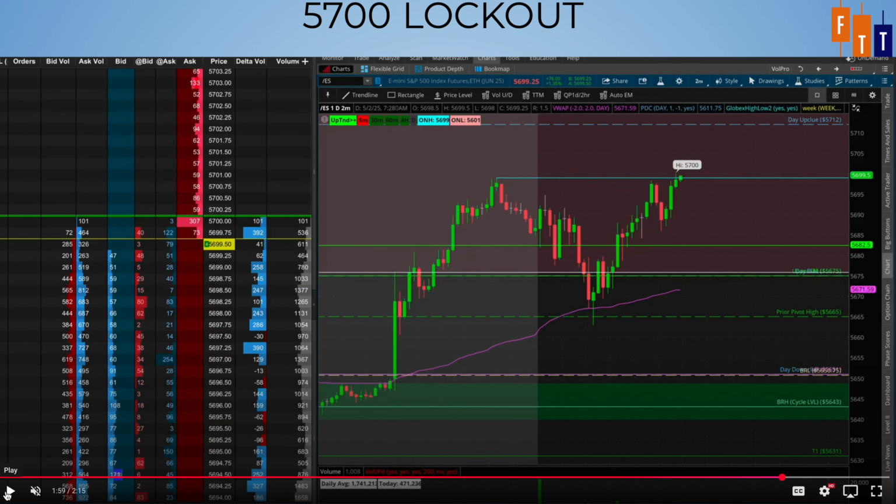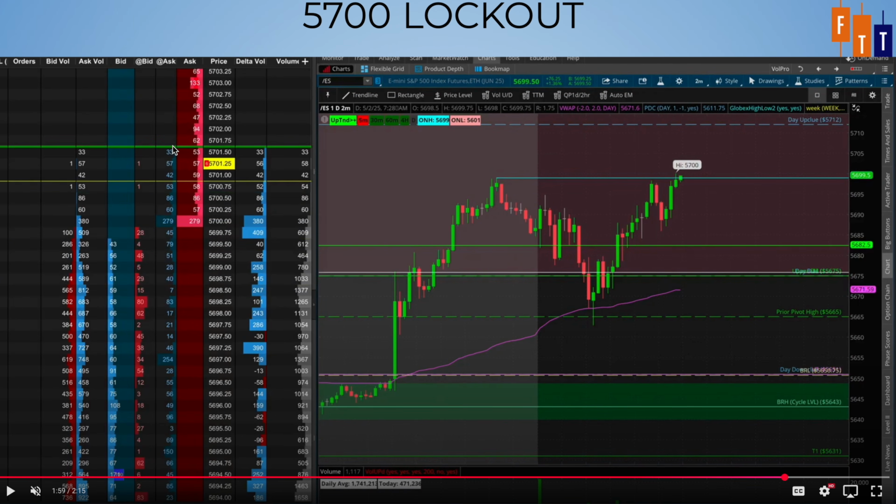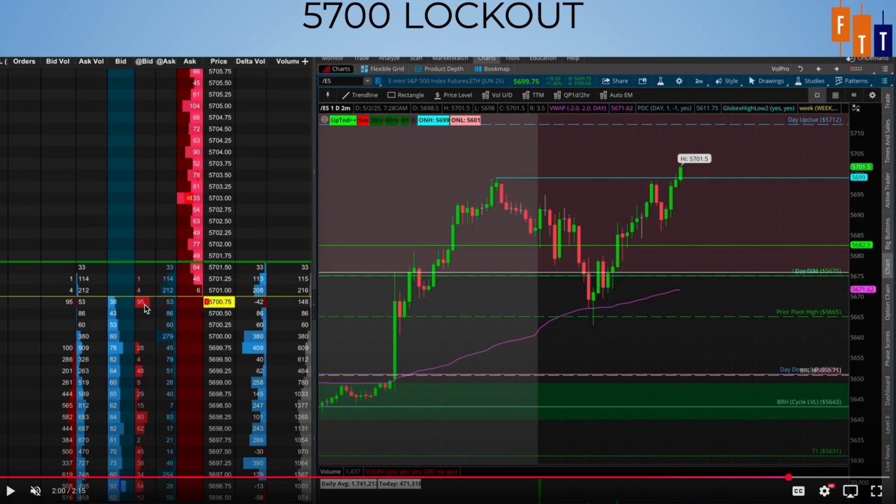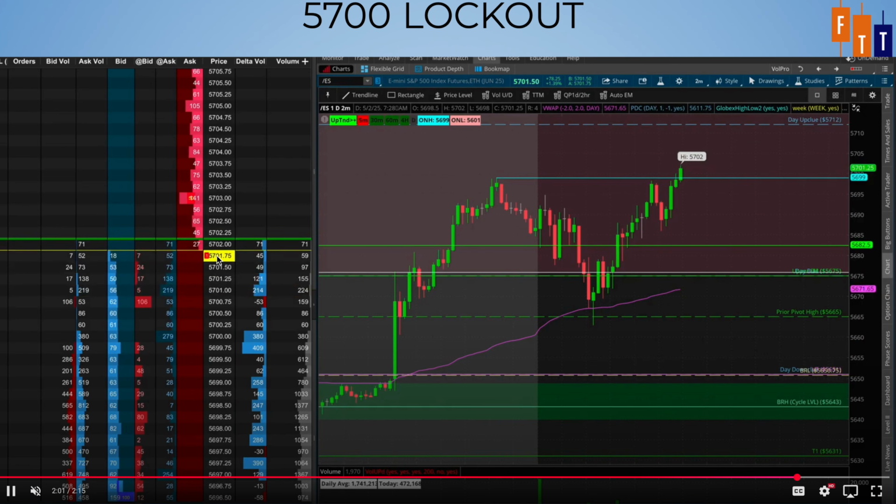I'm going to pause it frame by frame. So here we are. Look how quick that was. I mean, in a millisecond. There was 279. This hasn't changed yet. 279 orders at the ask, and then 279 buys come in. 0 prints are formed, and price moves right up, right past 5,700, and continues higher.